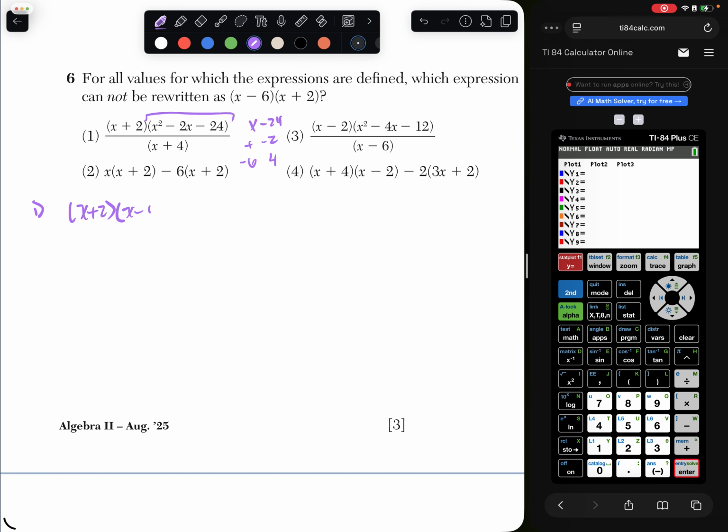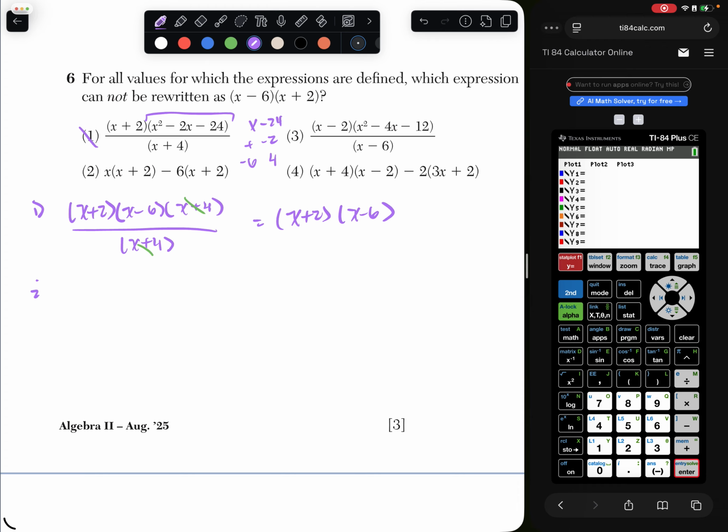So this becomes x minus 6 times x plus 4, all divided by x plus 4. And then you can see that this cancels out, and we're just left with x plus 2 times x minus 6. And you'll see that's equivalent to what's given to us in the problem.